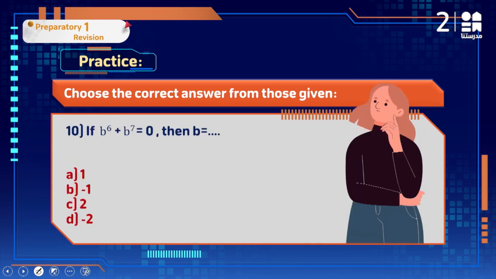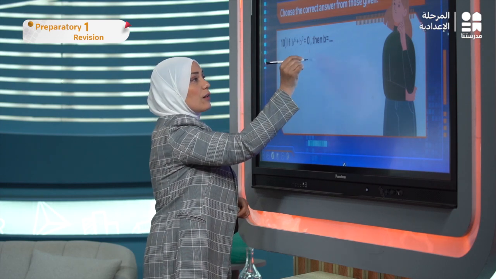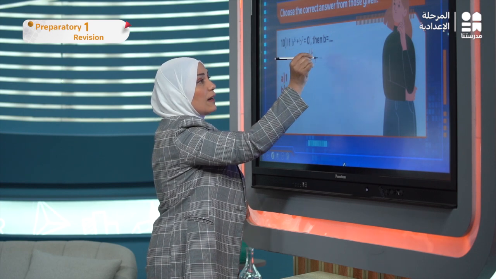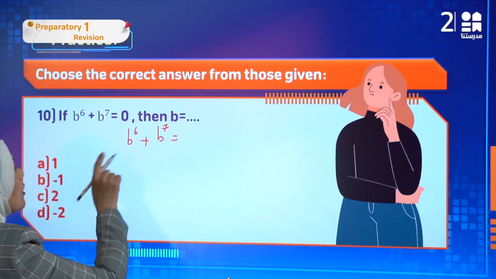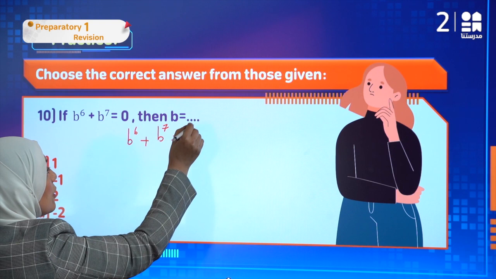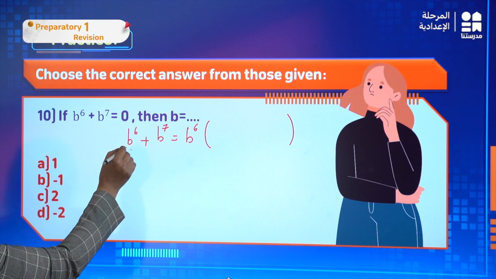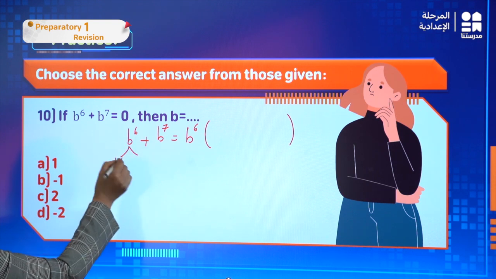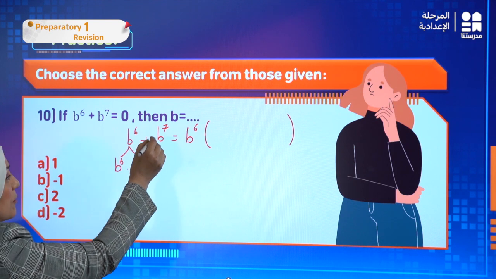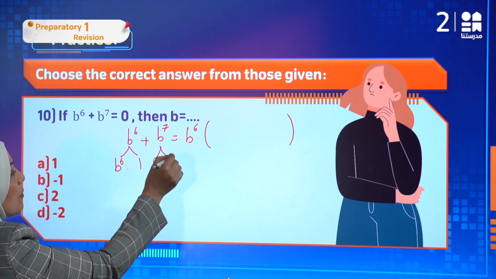Now, if b to the power of 6 plus b to the power of 7 equals 0, then b equals what? I'm going to take a common factor from both of them. And as we know, for the common factor, we have to take out the small power. So b to the power of 6 and b to the power of 7, we are going to take b to the power of 6. Here, the remainder is only 1, because b to the power of 6 means b to the power of 6 times 1. And b to the power of 7 means b to the power of 6 times b to the power of 1.